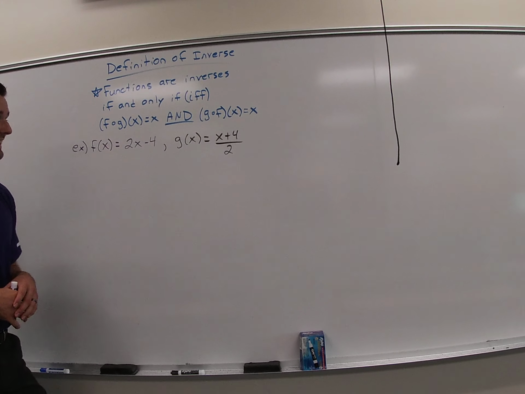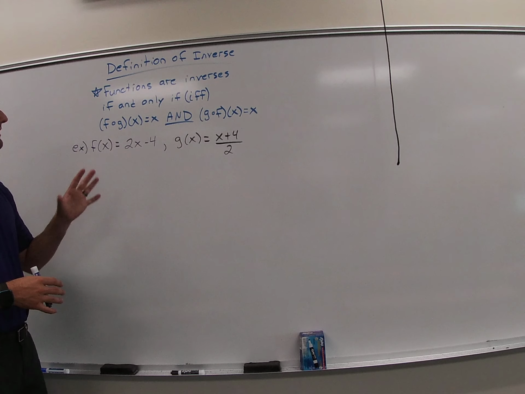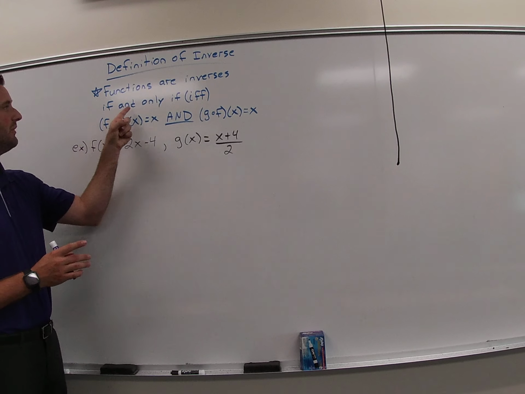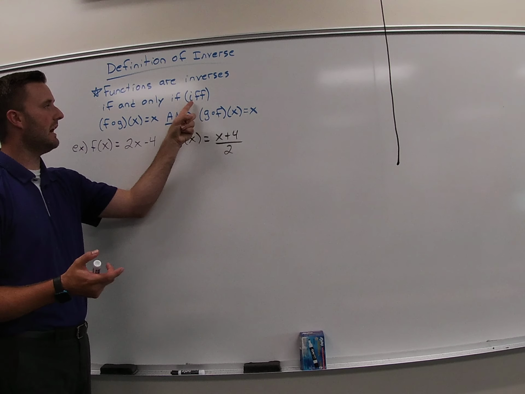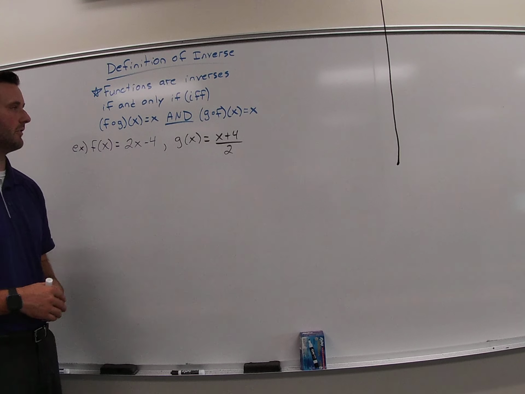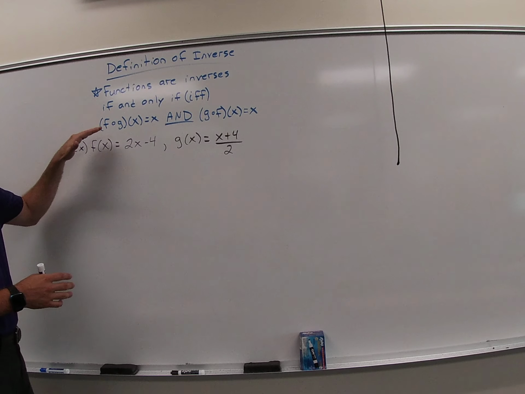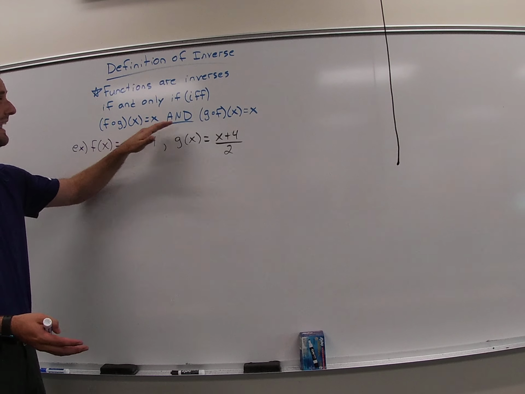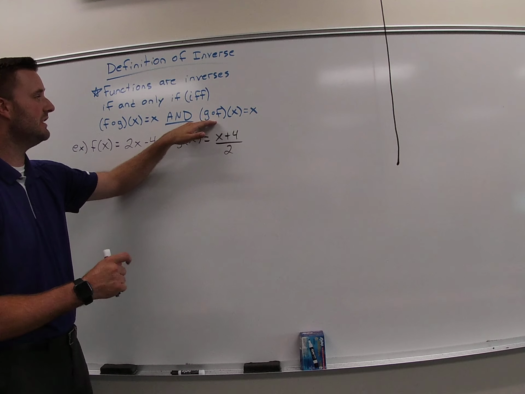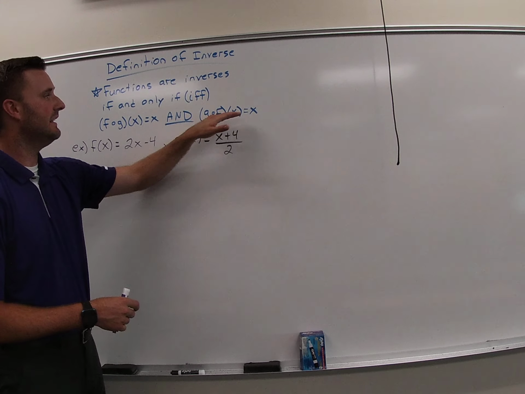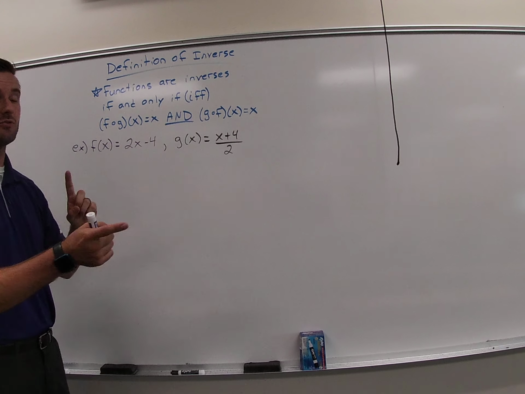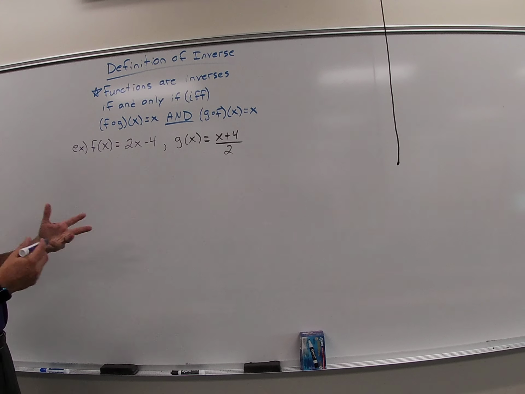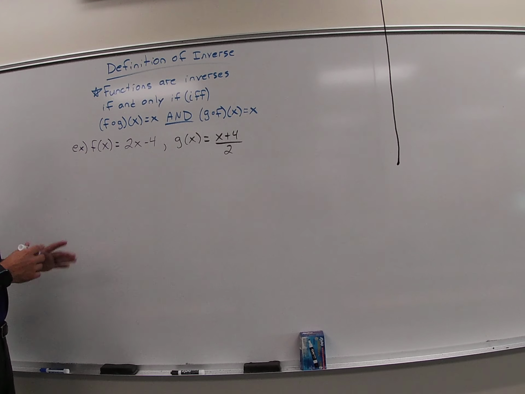All right, today we're going to be taking a look at the definition of inverse. Functions are considered inverses if and only if, and we use this symbol IFF, so you might see that in other classes, f of g of x is equal to a positive 1x, and when you compose the functions the other way, g of f of x, it also equals 1x. So they both have to be true. If one is true and the other is not, they are not inverses of each other. So we're going to do an example that goes through this.